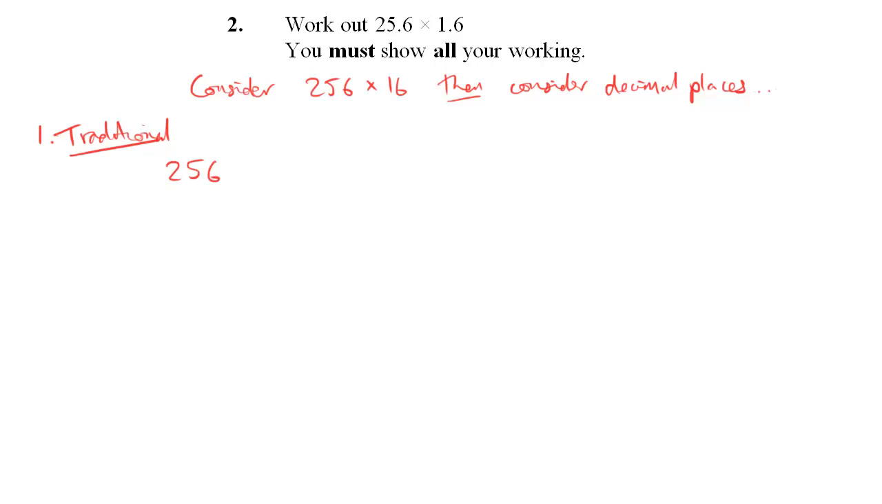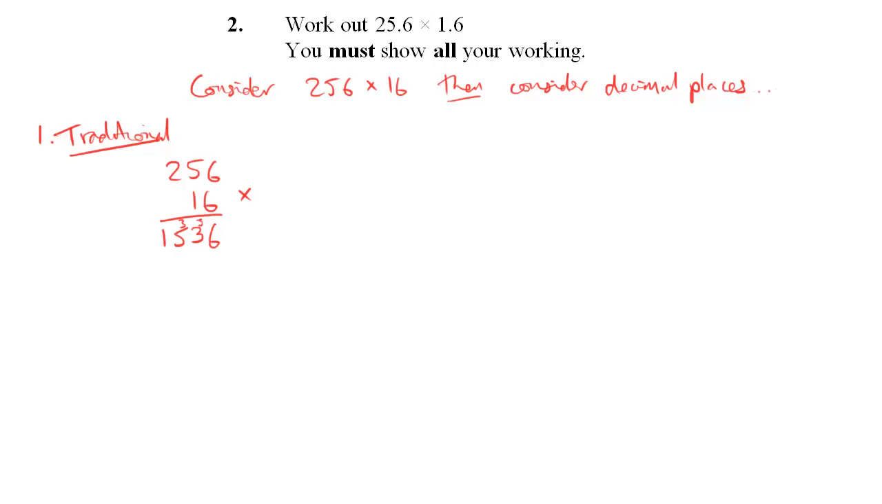So we write 256, usually with the bigger number on top, multiplied by 16. And step one is going to be to multiply 256 by 6. So 6 times 6, that's my first part. That's obviously 36. The 6 goes there, the 3 goes up there to be put in the next column along. And I now do 6 times the 5, which is 30. But given I've already got a 3 there, that's 33. And then finally, the 6 times the 2 is 12. But we've already got a 3 in that column, so that makes 15. So you write the 15 there. And that first line is what you get if you do 6 times 256.